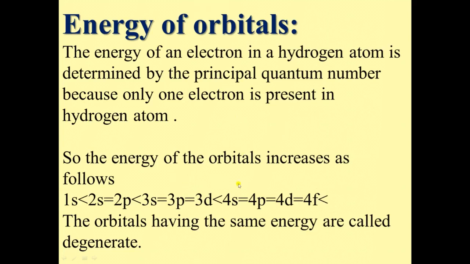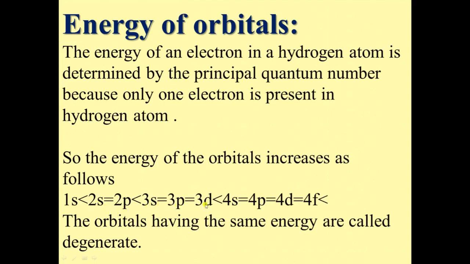Now energy of the orbital can be written in this order. First 1s orbital will come. That means in first shell only one orbital is possible, that is 1s. In second shell, two orbitals are possible, 2s and 2p. And energy of these two orbitals are equal. That is why 2s is equal to 2p. And these orbitals are also known as degenerate orbitals because these orbitals have same energy.